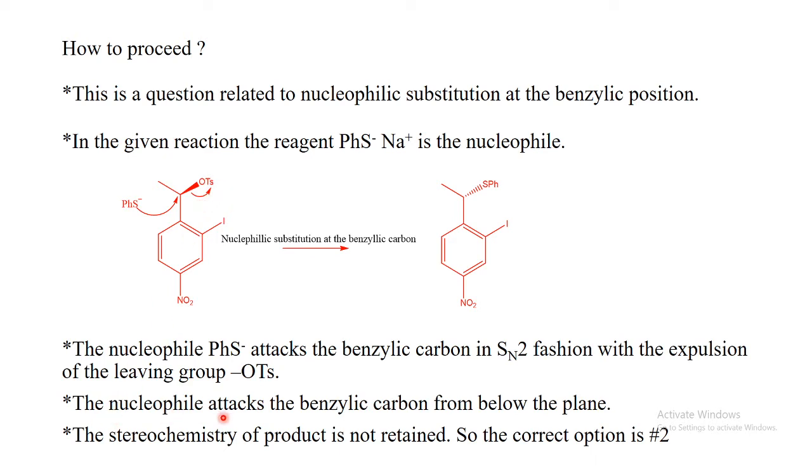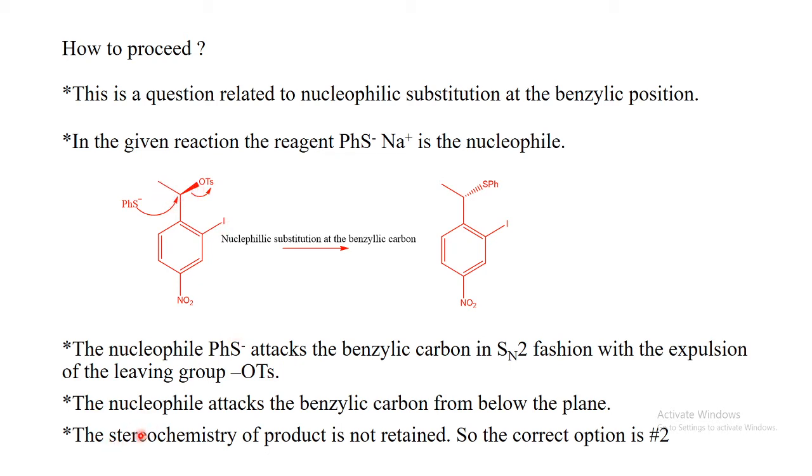So the nucleophile attacks the benzylic carbon from below the plane. So why does the nucleophile attack the benzylic carbon from below the plane? Because you can observe over here the tosylate group is above the plane. So there is no way that the nucleophile can attack the benzylic carbon from above the plane. So the best position is to attack the benzylic carbon from below the plane.